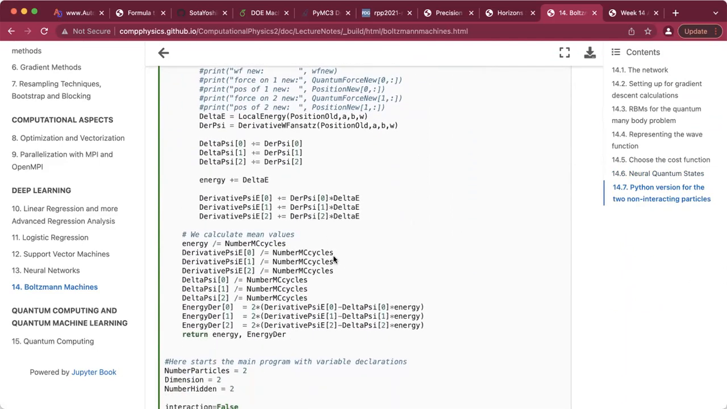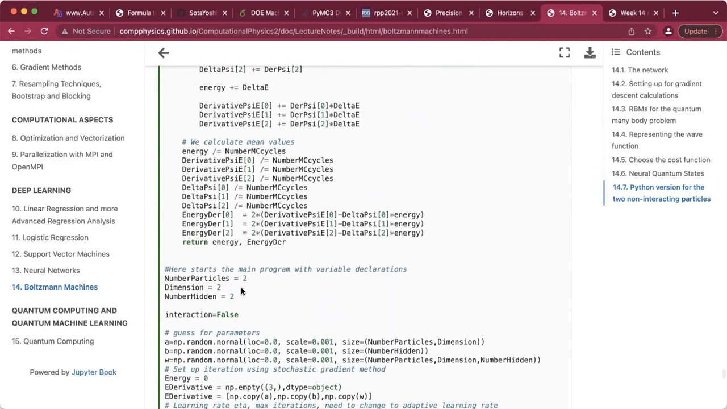And you see now that I also have my standard procedure. I calculate these different derivatives. In this case, what I'm doing now is to set up the number of particles to be equal to the number of hidden layers. And I have 2 dimensions. This means that my input layer has 4 nodes. I have 2 particles times 2 dimensions. And then I say that the number of hidden layers is just given by 2 in order to reflect the number of particles which I have.